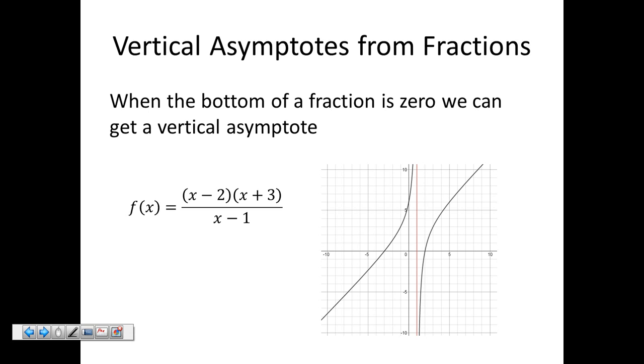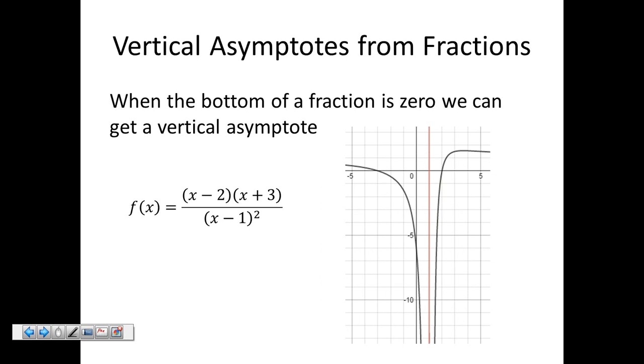And I want to point out that this limit from the left is equal to positive infinity. This limit from the right is equal to negative infinity. So we cannot take the limit as x goes to 1. We can only take it as we approach 1 from the left or from the right.